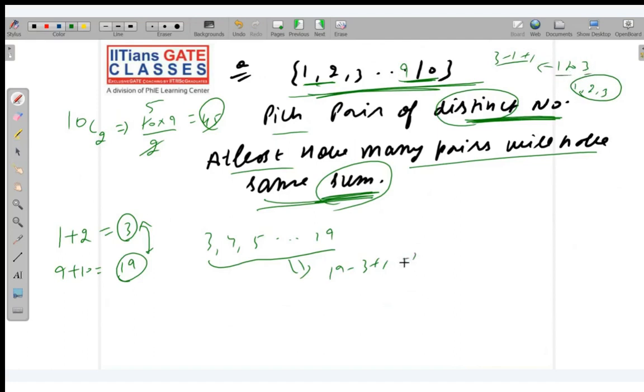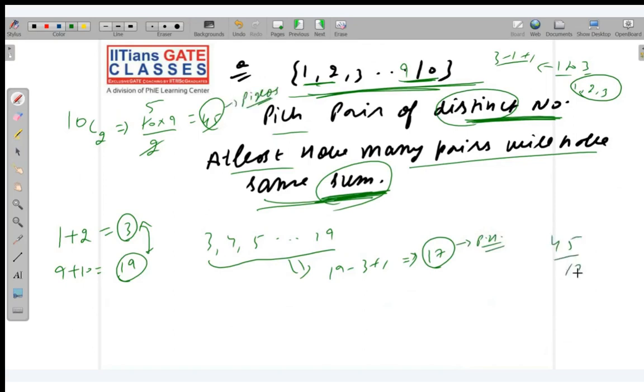So 19 minus 3 plus 1. So how many numbers are there? So these will be 17. Yes, 17 numbers are there. So 17 different sums are possible. And now I think you have got it. So 17 is nothing but your pigeonholes, and 45 is nothing but your pigeons.